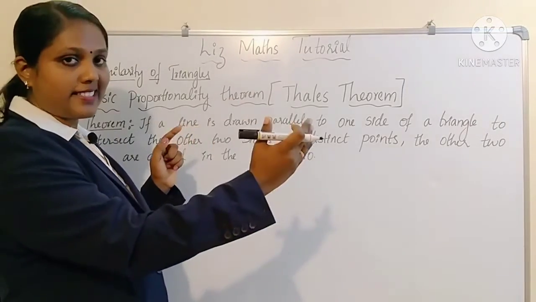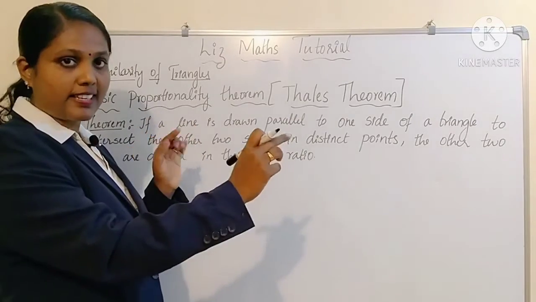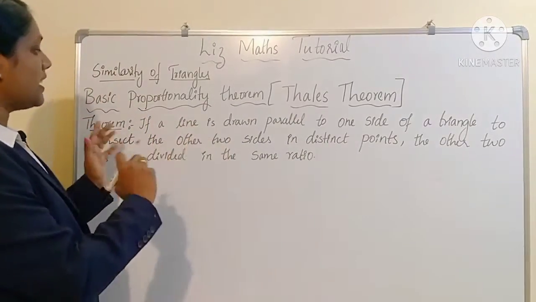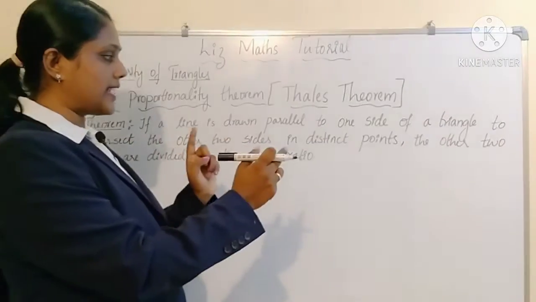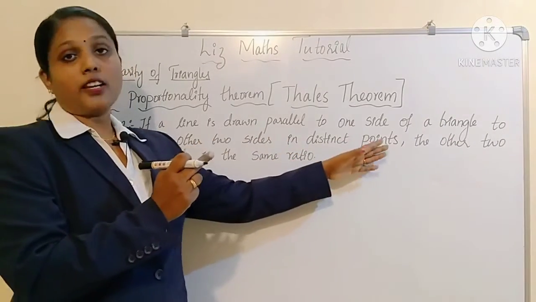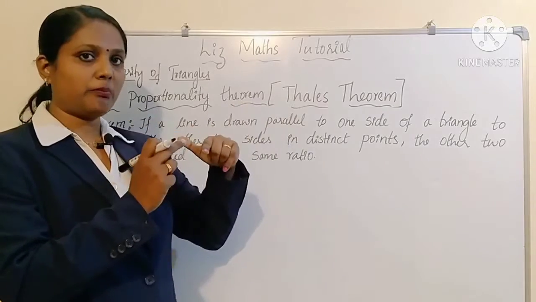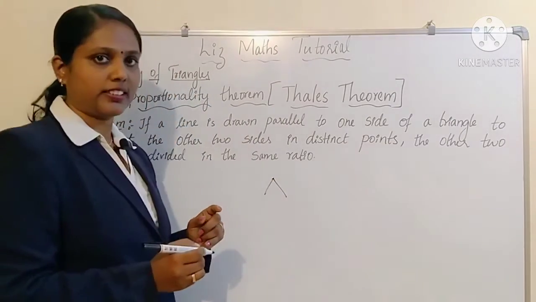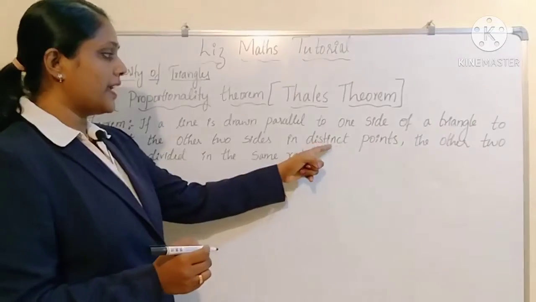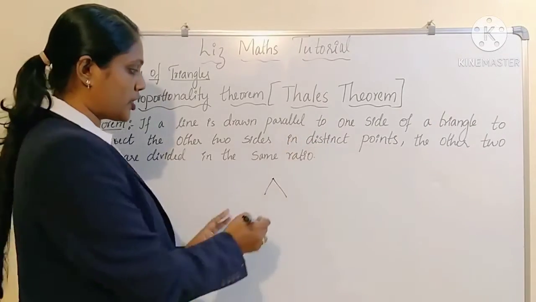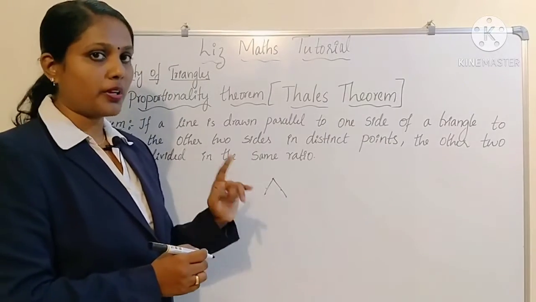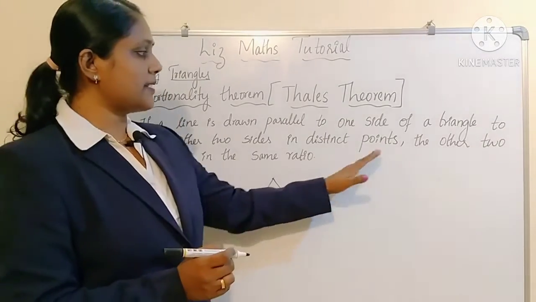Intersect means the line has to pass through and touch those sides. It should intersect the other two sides in distinct points, not at the same point. If two lines intersect at the same point, that is a single point of intersection. But here it should be at different points. I hope you understood. So it should be at distinct points.